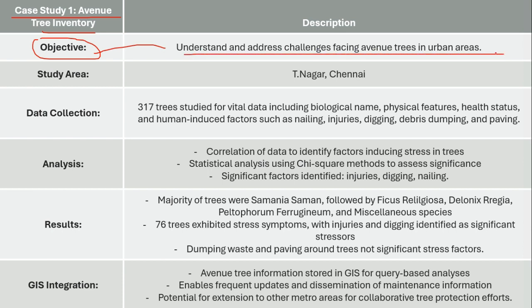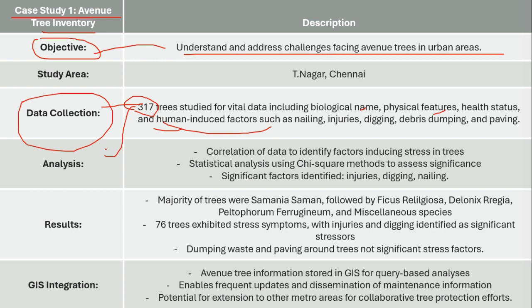So our study area is T Nagar, Chennai. For data collection, 317 trees were studied for vital data including their biological name, physical features, health status, and human-induced factors such as nailing injuries, digging, debris dumping, and paving. So these data sets had been collected for 317 trees.